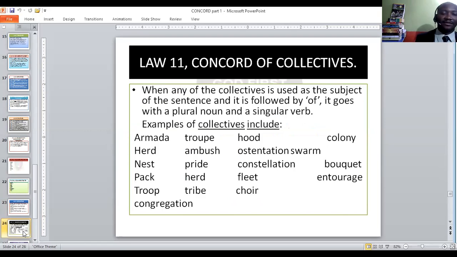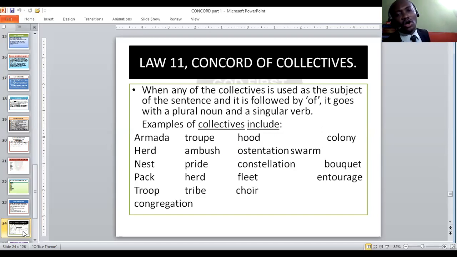We have herd of cattle. Nest of snakes. Pack, we have pack of monkeys, pack of cars. Troop, troop of soldiers. Congregation of worshippers. Troop of dancers. Ambush of tigers. Pride of lions. We have tribe of natives. Hood of snails. We have constellation, we have fleet, we have choir of singers, we have bouquet of flowers, we have entourage.